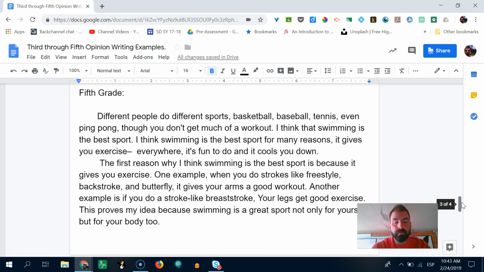You're going to read through these and you're going to try and figure out what makes a fourth grade writing different from a third grade writing, different from a fifth grade writing. Look at the openings. Look at the first paragraphs, the leads. How are they different? How are they the same? So what do they have in common? What do they not have in common? What makes the difference? Don't just say, oh, it's longer.